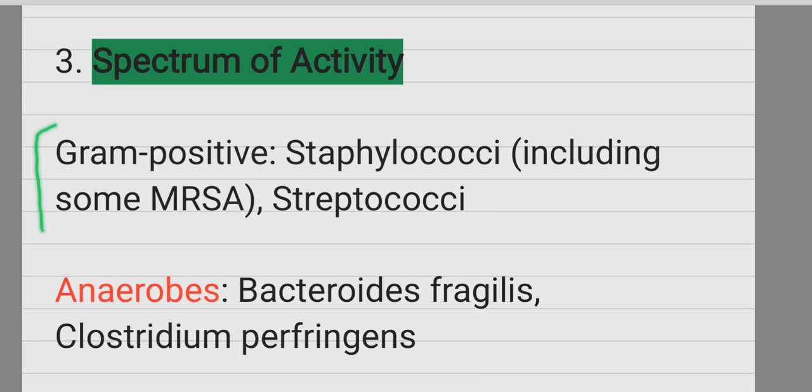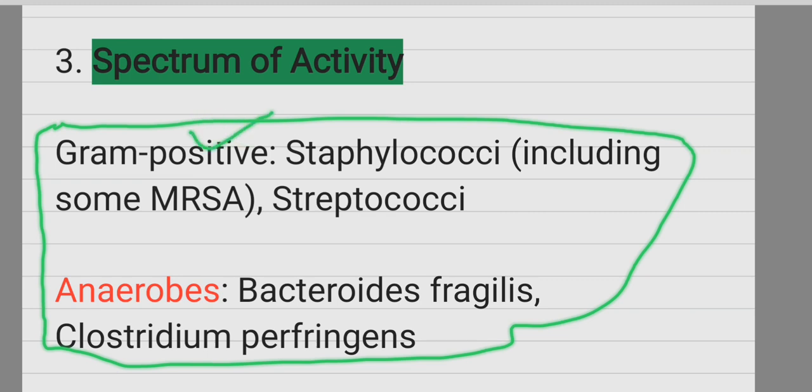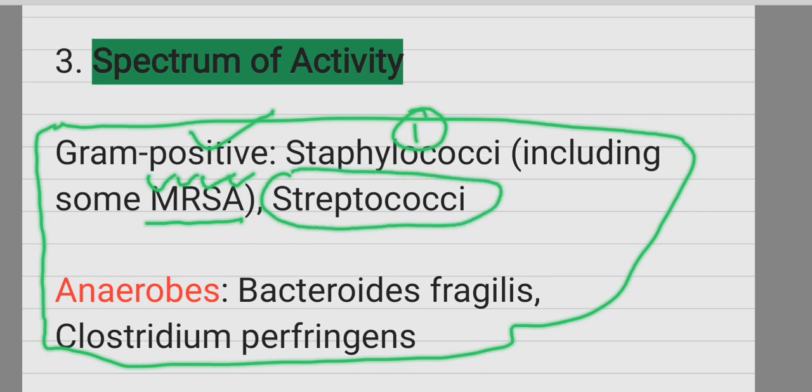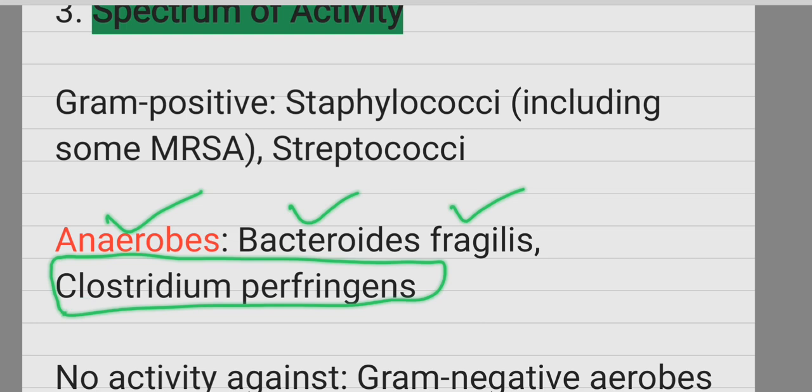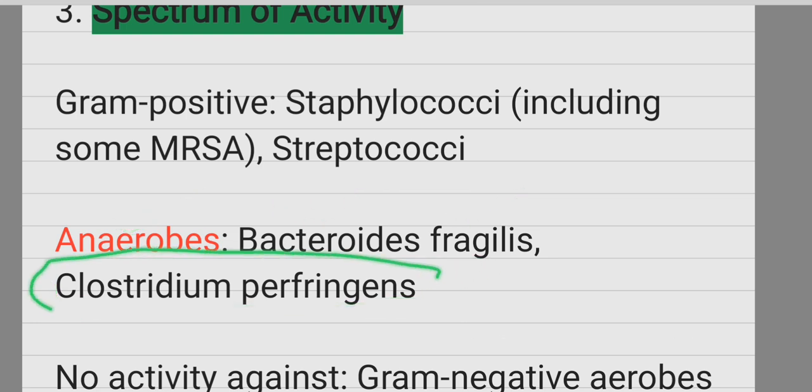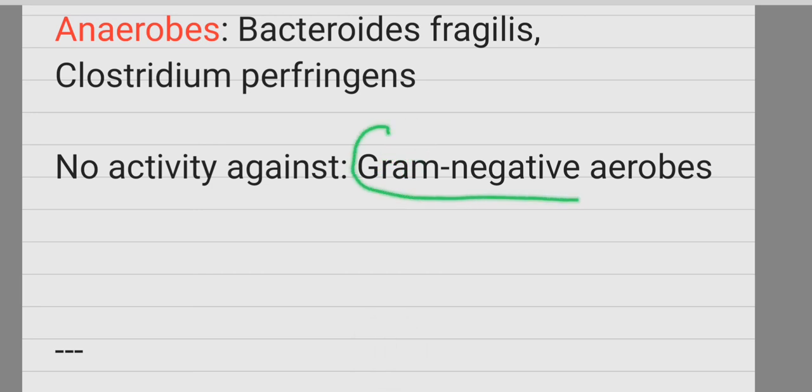It has a very narrow spectrum of activity and it acts against certain gram-positive organisms like staphylococci, including resistant Staphylococcus aureus, that is methicillin resistant Staphylococcus aureus, and some resistant streptococci are also susceptible to clindamycin. Anaerobic bacteria like Bacteroides fragilis, Clostridium perfringens, and bacteria that are present in the mouth, which are also anaerobic bacteria, are also susceptible to this antibiotic, but it does not have any activity against gram-negative aerobes.